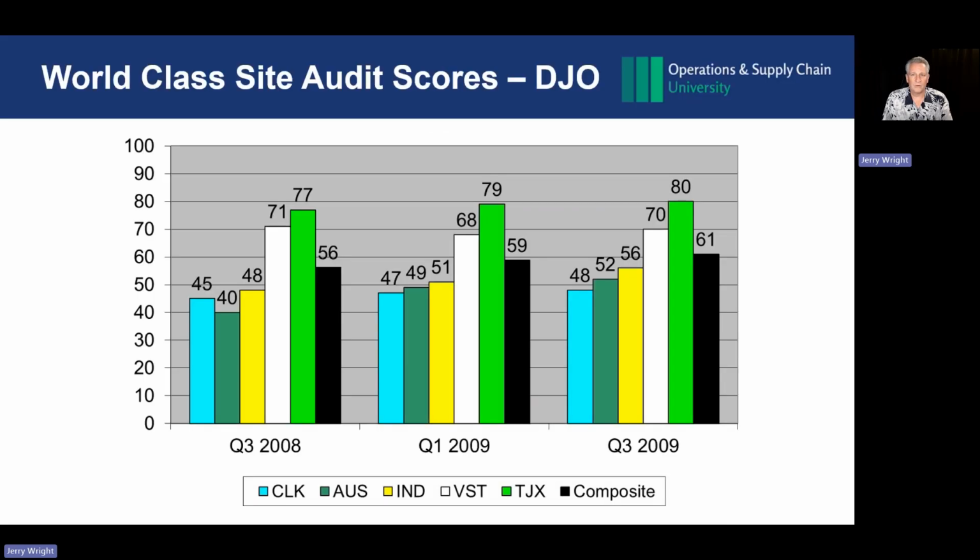And you can see over a number of years, you can see 2008, 2009, and I did these typically every 6 months. You can see how some of the sites, like our Tijuana site, went from 77 to 79 to 80. Our site in Clear Lake went from 45 to 47 to 48. And again, some good improvements. The goal again was to keep improving, and this was a great way to do it through these regular site audits. So again, it's an opportunity for you to have this as a tool in your toolkit as a black belt, or if you're leading continuous improvement across multiple sites.